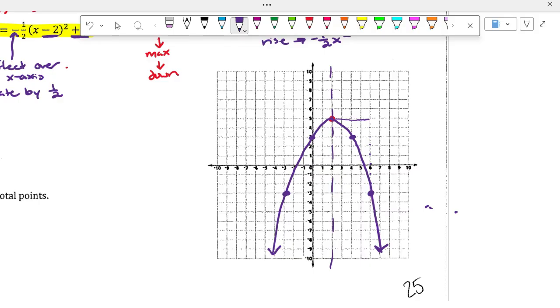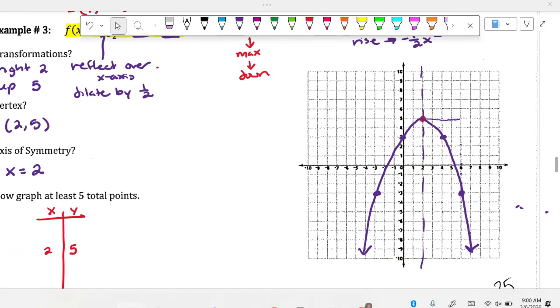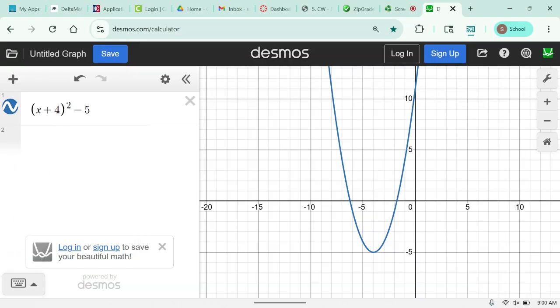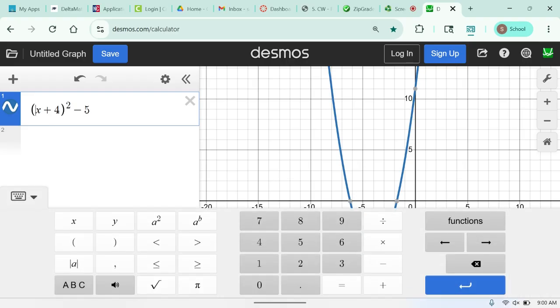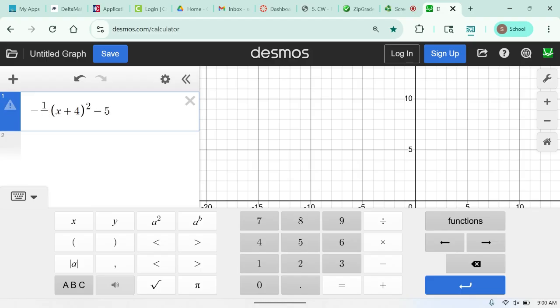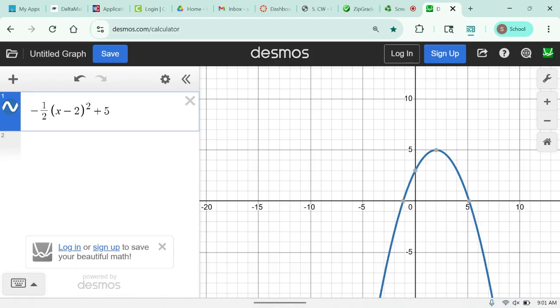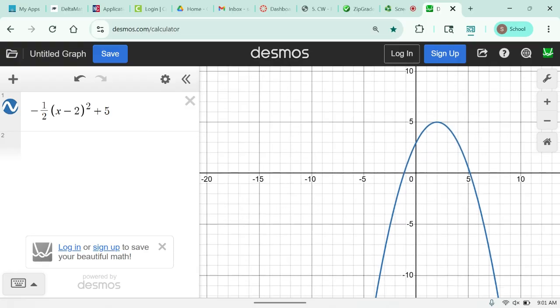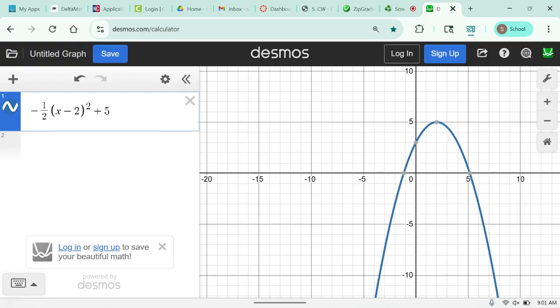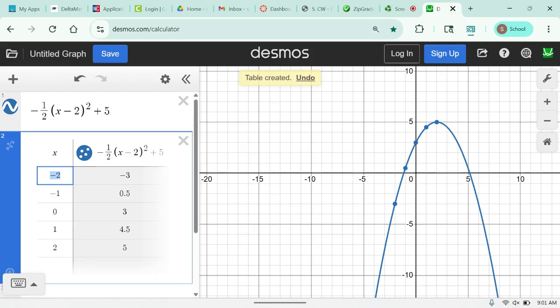Now, let me show you how you would do that in Desmos. All right. So in Desmos, I'm just going to edit this one. I have negative 1/2, then x minus 2, and then plus 5. So I'm going to generate a table in Desmos. Hit the gear key, generate table.